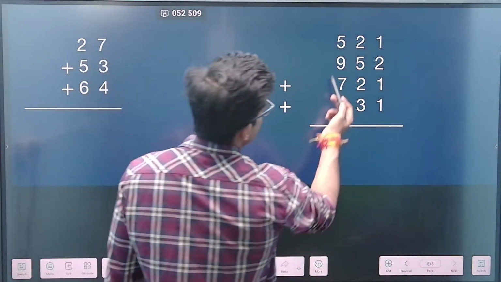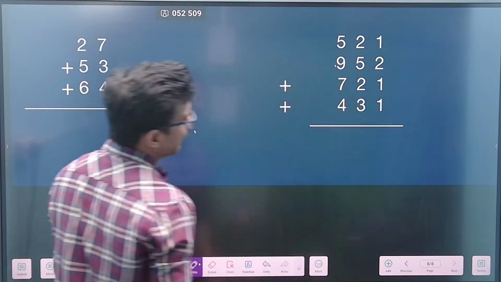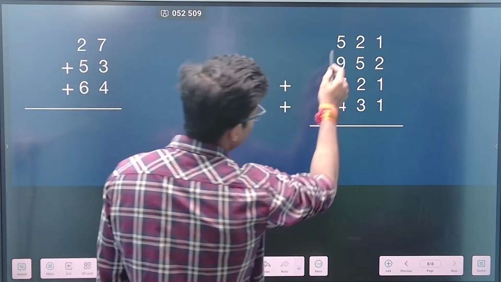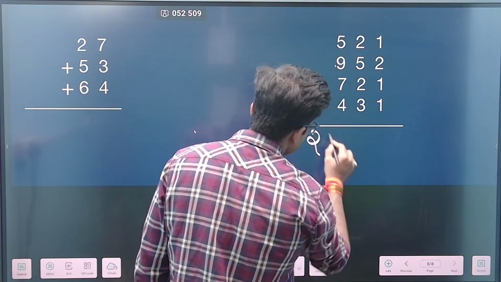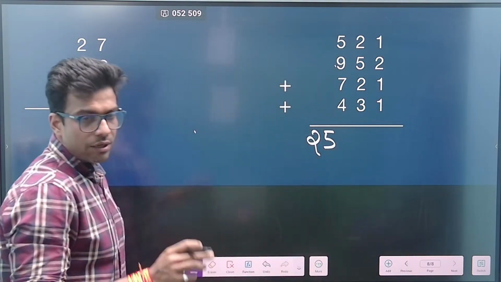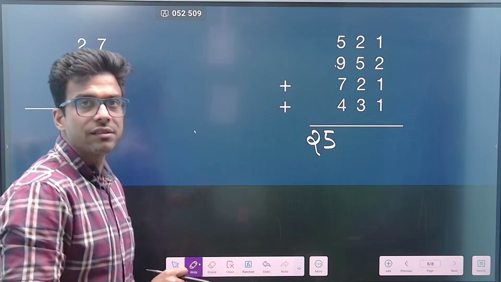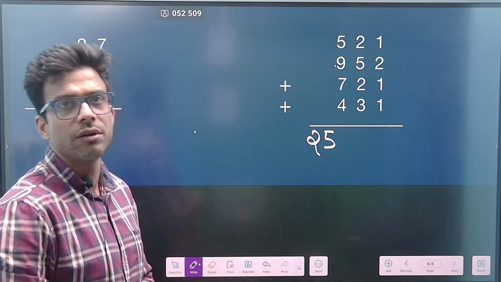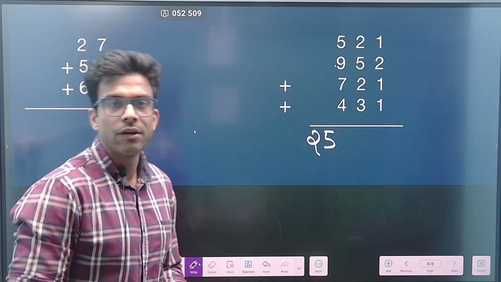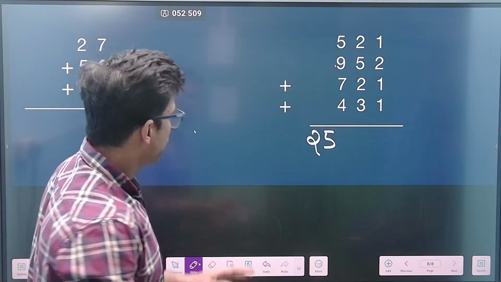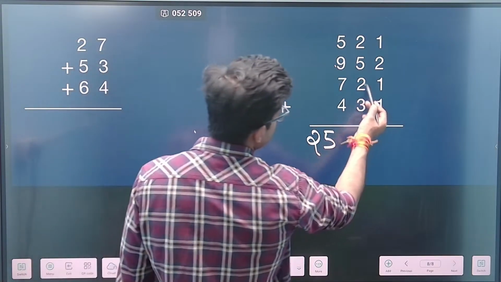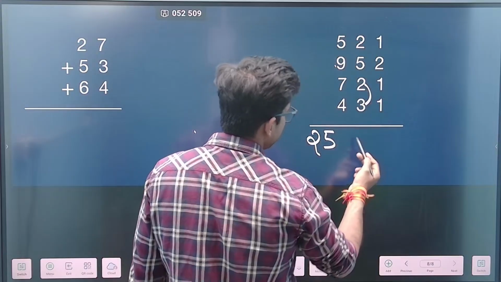Again, 9 plus 1 is 10, plus 6 is 16, plus 4 is 20, and plus 5 is 25. This much command you all should have. Say yes or no, everyone. Okay, fine. This is 5, this is 5, 10. This is 12.